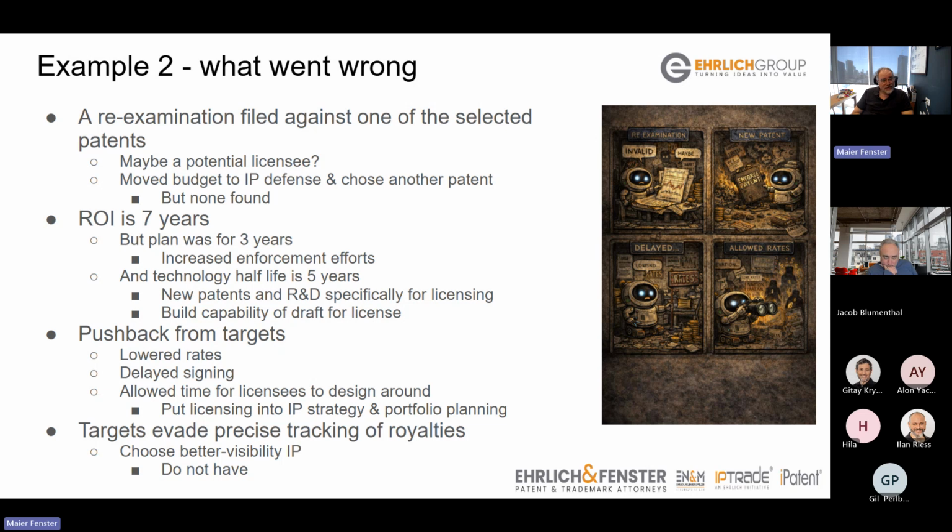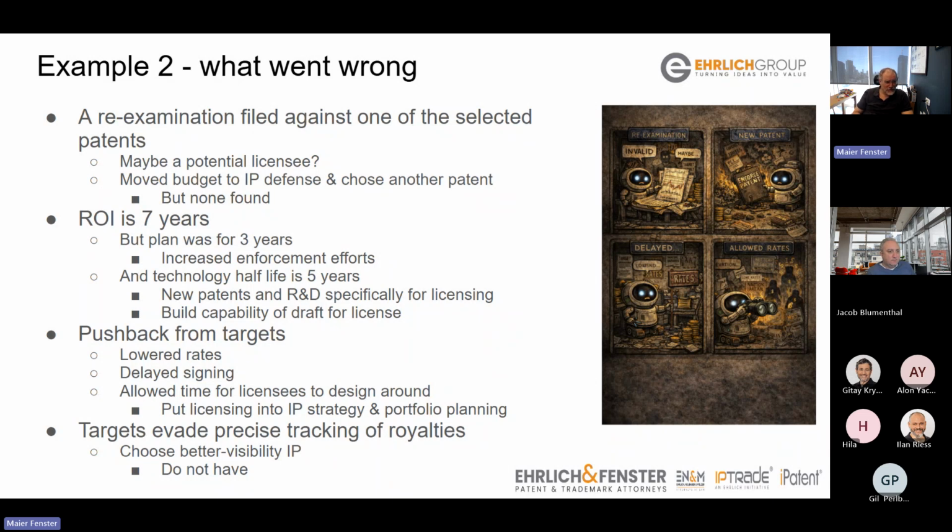The great minds figured the return on investment in this process will be 3 years, but guess what? It's 7 years. That means you have to charge more money. And the technology half-life is 5 years. That means that it's not enough to license these patents. You have to build some sort of IP stream, new patents and R&D. And you have to build your own capability of drafting patents which are suitable for licensing. It's not the same thing as drafting patents for suing people.